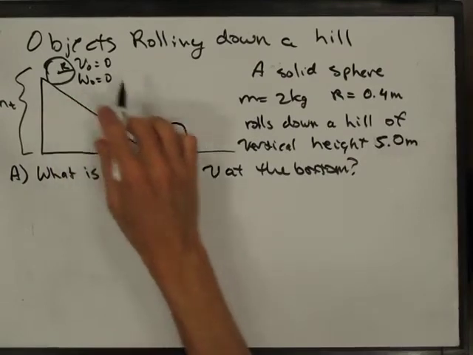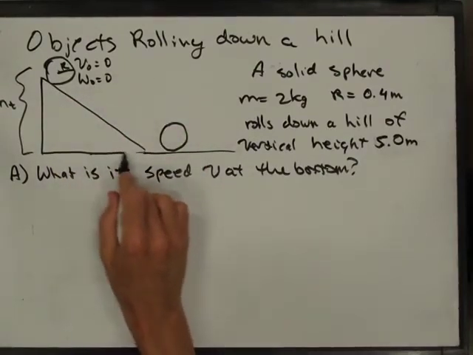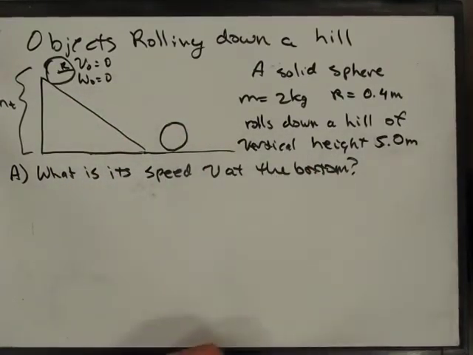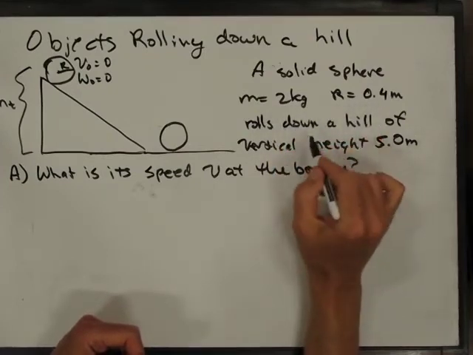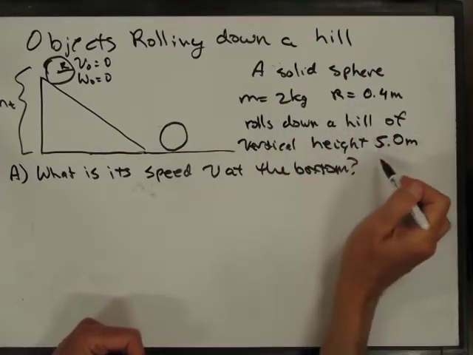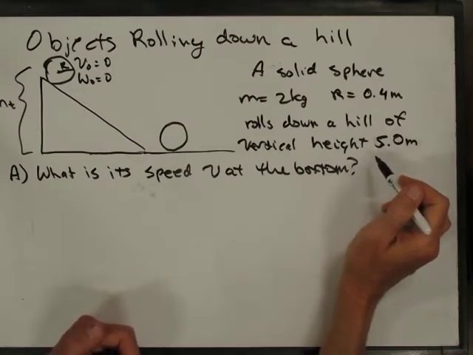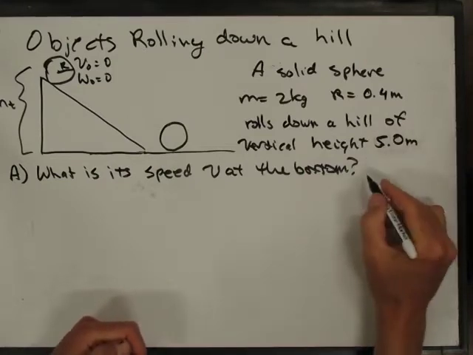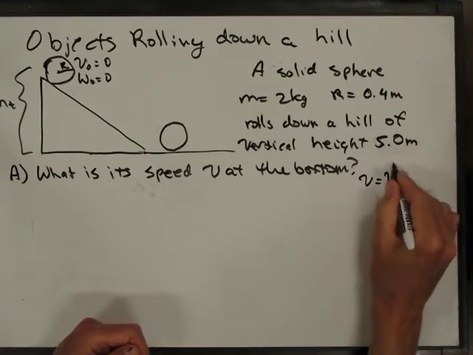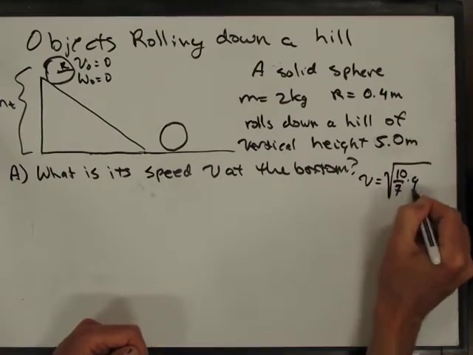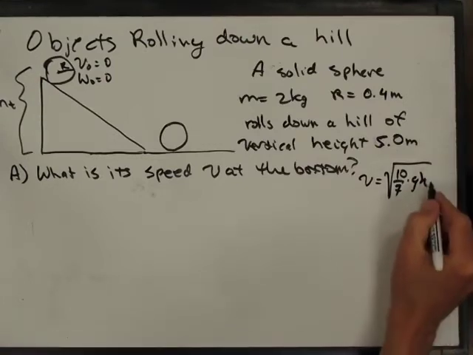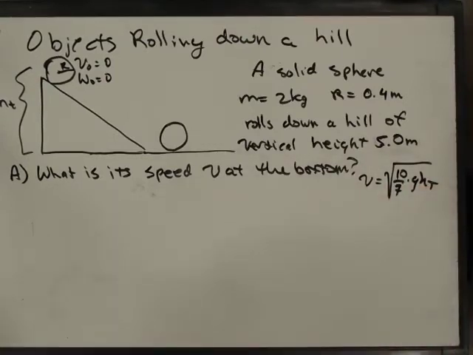So once again, we're still doing objects rolling down a hill. Here we're going to be a little more specific and say, a solid sphere of mass 2 kilograms and radius 0.4 meters rolls down a hill of vertical height 5 meters. What's its speed at the bottom? Last time we said it's the square root of 10/7 times gh, where h is the 5 meters. But I'm just going to do it again.